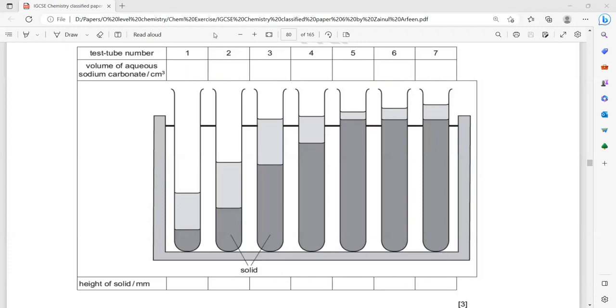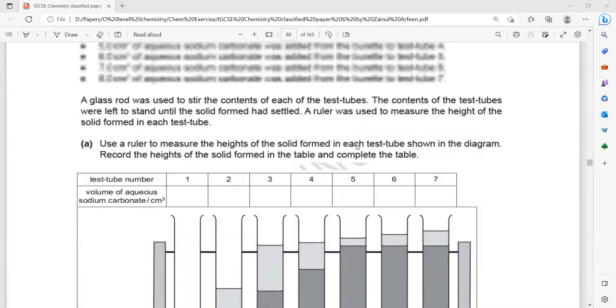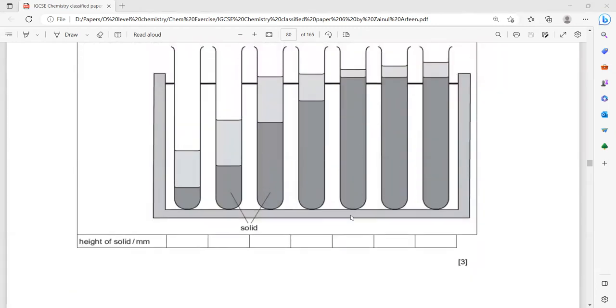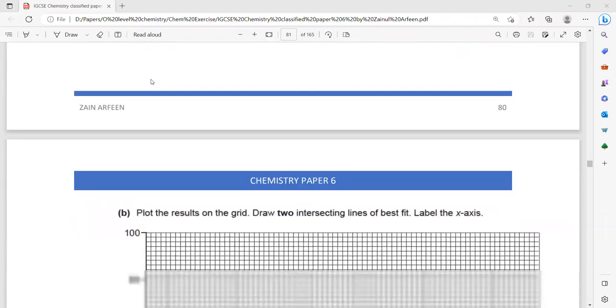The marking scheme answer for the volume will be the same, but for height it will be different, because it depends on the scale from which you printed out. So that's why the height will be different.